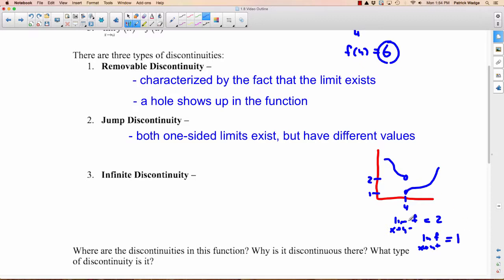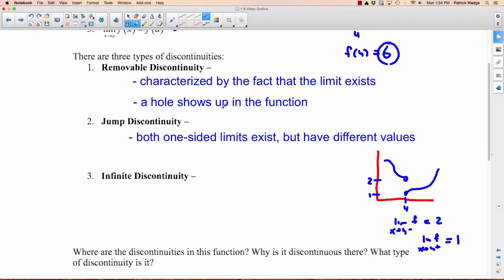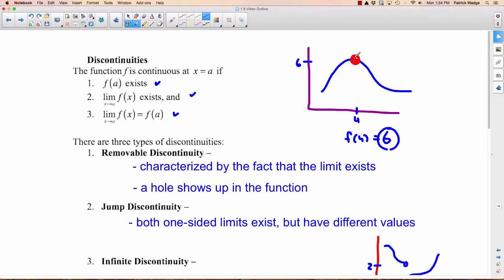So yes, the left-hand limit exists, and yes, the right-hand limit exists, but they're not equal to each other. This is called a jump discontinuity. And it makes sense how it's a jump, right? You're jumping from one to the other. Kind of makes sense that this is removable, because if you removed that circle there and filled it in, I guess, you'd actually would not be discontinuous.